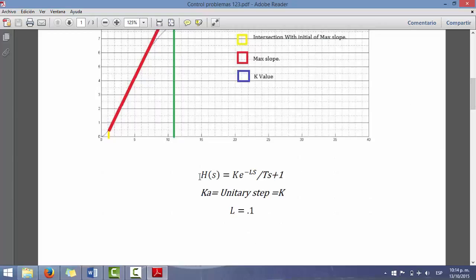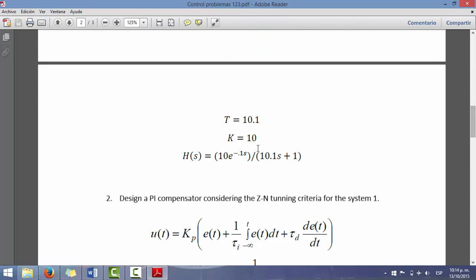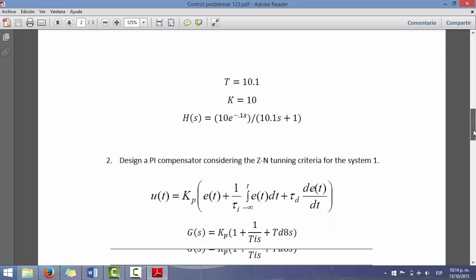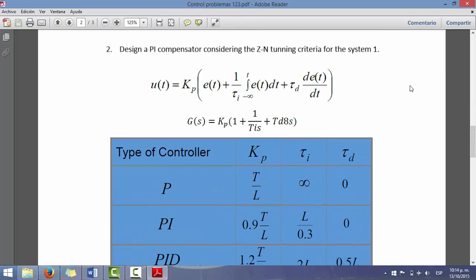In this case, we have this formula of the Ziegler-Nichols, and we just substitute those values in that formula, and we get this transfer function, and that's all for the first problem. For the second problem, we were asked to make a PI compensator, not P or PID, considering the Ziegler-Nichols tuning criteria for the system 1.